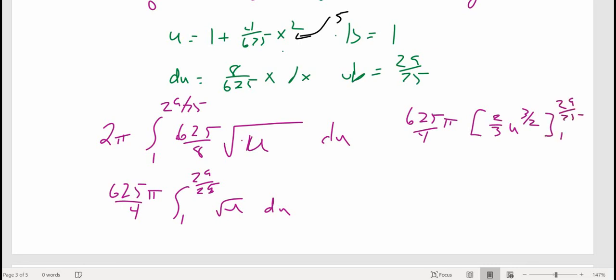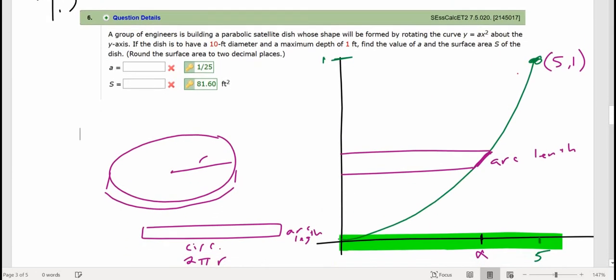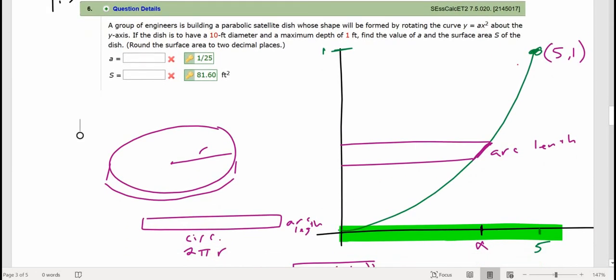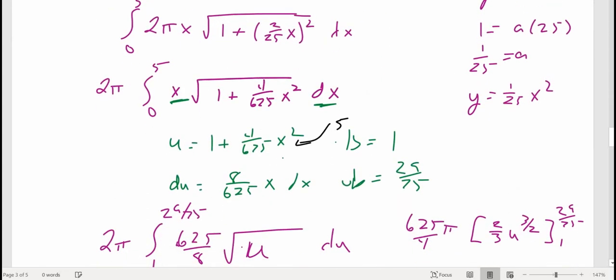I'm just going to use the calculator to do this. So 29 over 25 to the 3/2, and I am coming up with about 81.6, somewhere around there. Oh Lord, I got the right answer. Whew, thank God, because that was going to be a lot of work otherwise, right? Okay, so there's that one.